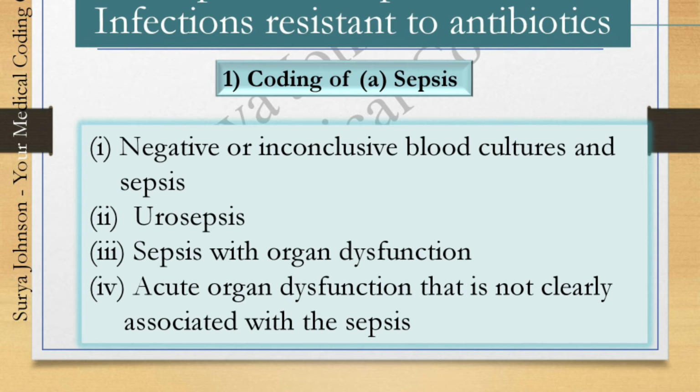Suppose there is an acute organ dysfunction, but it is not clearly associated with sepsis, like the doctor does not mention that this acute organ dysfunction is a result of sepsis. In this scenario, we cannot code. Maybe this acute organ dysfunction might be the result of some other disease condition unrelated to sepsis. So in this scenario, we should query the provider. In these scenarios, we cannot code it as confirmed sepsis.